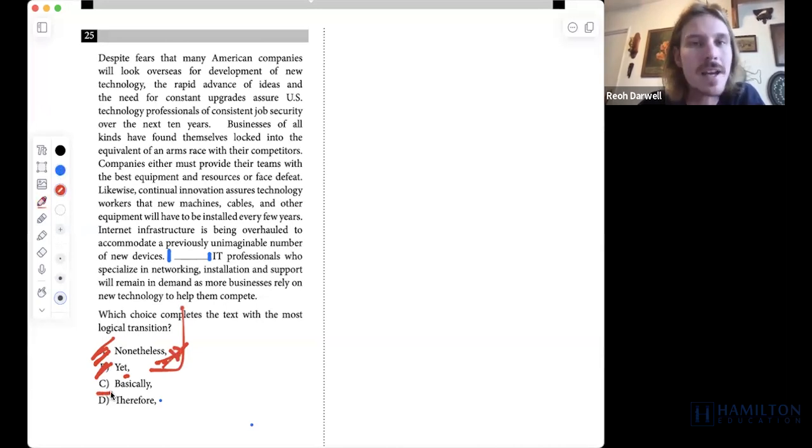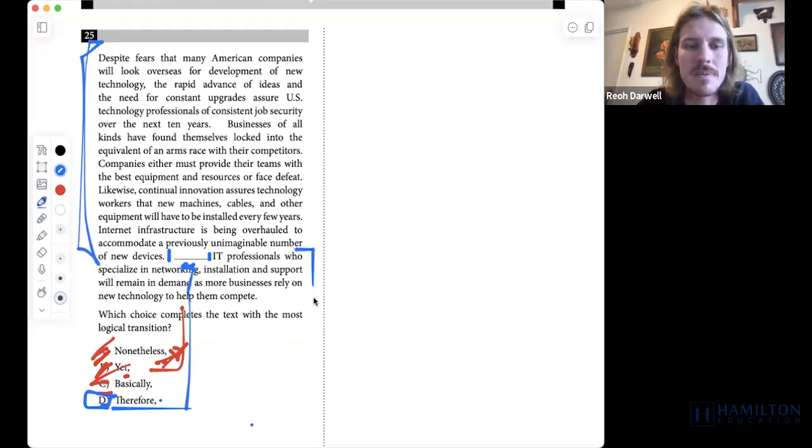Basically, you might think, works as cause and effect, but it is not. Basically is an emphasis transition. Usually what comes after basically is an explanation or an example of something, in the same way we would use indeed or another emphasis transition like that. What we want is a cause and effect, and therefore is the epitome of cause and effect. How do we know? Well, this is all the cause up here, and the effect is that IT professionals will still be in demand. So that's how we get to D for question 25.